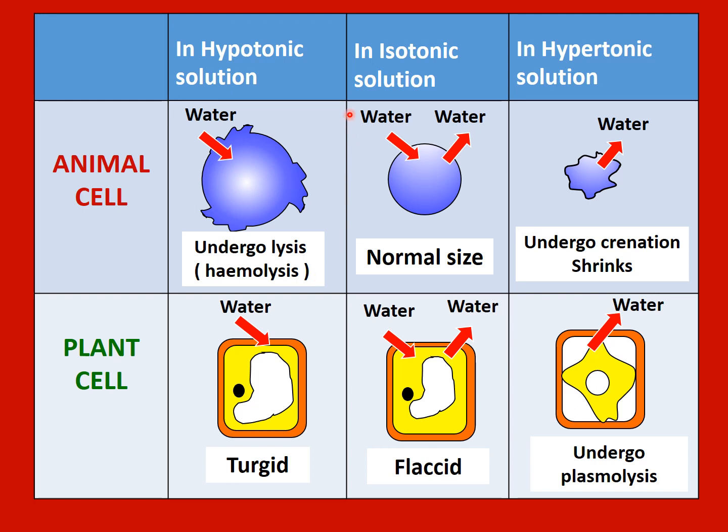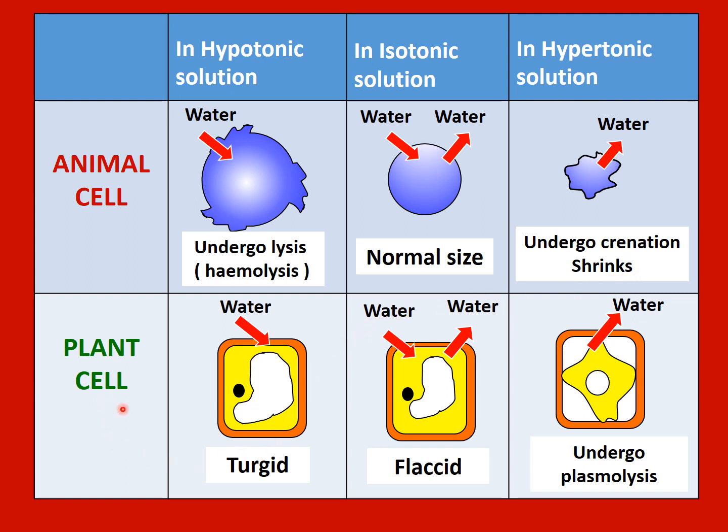When an animal cell is placed in an isotonic solution that has the same concentration as its cytoplasmic fluid, water will diffuse in and out of the cell at the same rate. The cell will maintain its normal size. When an animal cell is placed in a hypertonic solution that is more concentrated than its cytoplasmic fluid, there's net movement of water out of the cells by osmosis, and the cell will undergo crenation, which means it shrinks as it loses water.